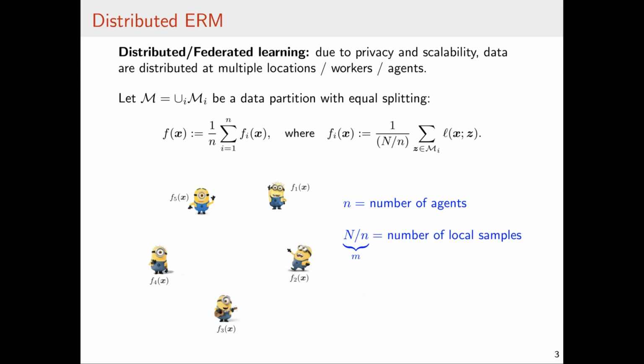But roughly speaking, let's say we have a data splitting mechanism, and the data will be distributed at different clients, and each client holds its own local loss function, say Fi, which is now computed over its own local data set. We'll use small letter n to denote the total number of agents or clients in the problem. And for simplicity, if we assume the data is evenly split, then M, which is capital N divided by small n, becomes the number of local samples that each agent holds.